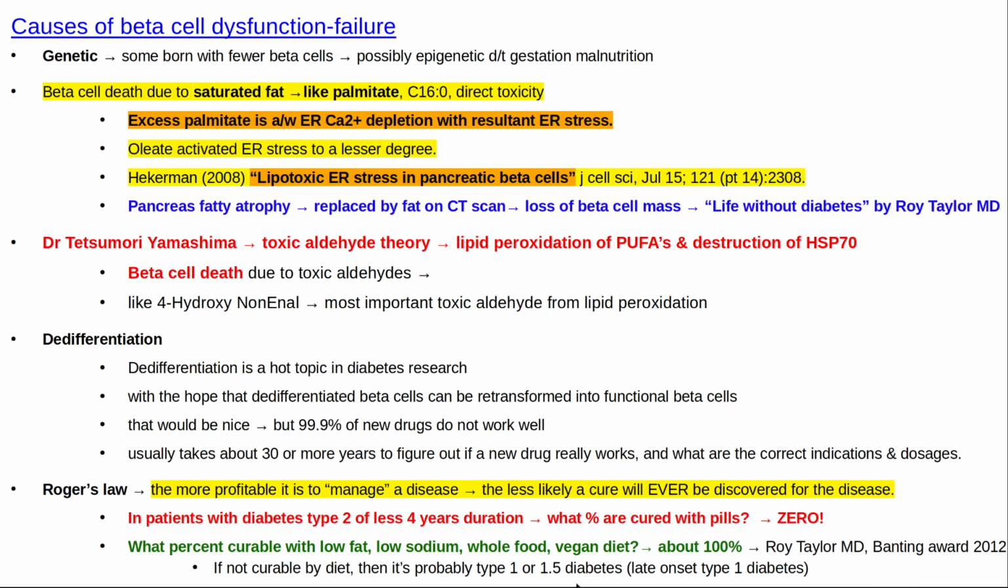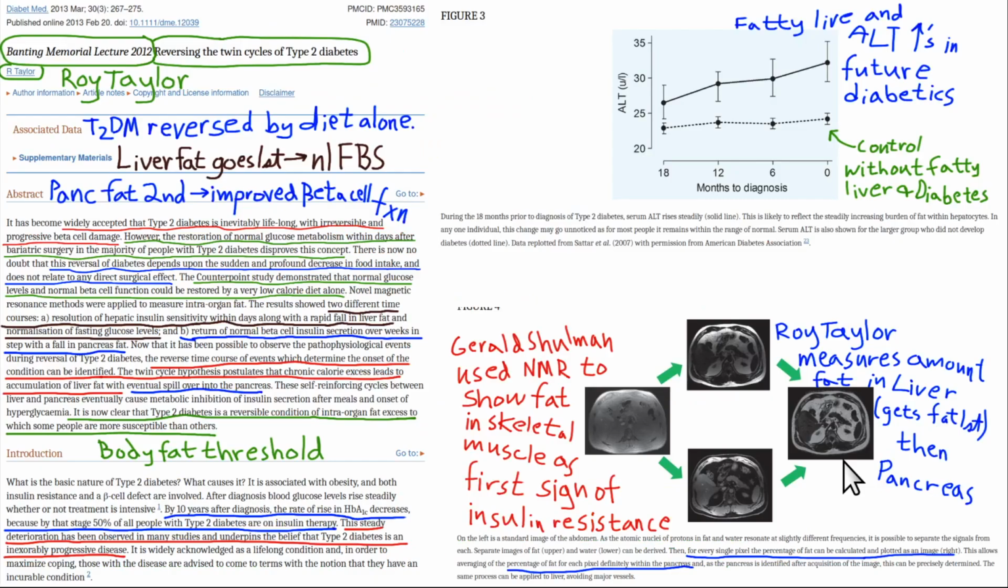He basically proved that all these patients were being cured. And we're going to talk about Roy Taylor's work here in a moment. So we just talked about Yamashima's work. Now we're going to talk about Roy Taylor's work. Okay, Roy Taylor was friends with Gerald Shulman, and these guys are brilliant guys.